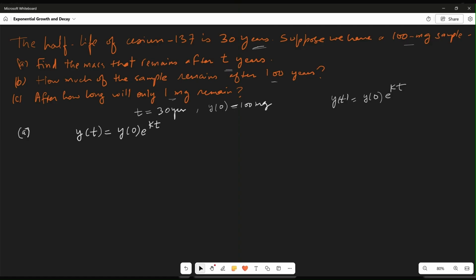pay attention here. It says the half-life of cesium is 30 years. The time we have given, 30 years, is for a half-life. Suppose the half-life of cesium, so we have t 30 years. Y of t is, which is half of 100, which is 50 milligram. So 50 is equal to y of 0. Initially we have 100 milligram.